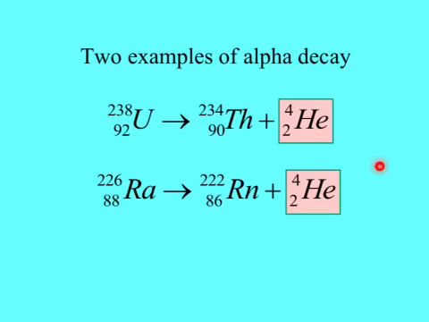And this is very easy to work out in tests and exams. They will get you to work out the missing number. Make sure all the numbers at the top add up. So that plus that gives you that. That plus that gives you that, and so on.